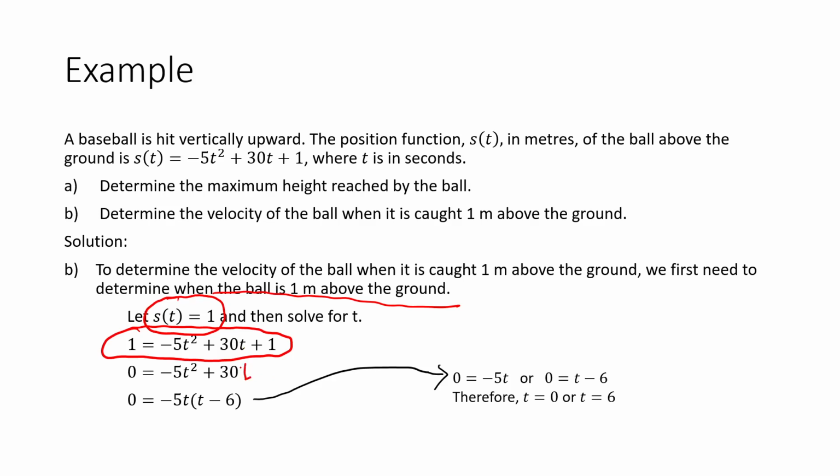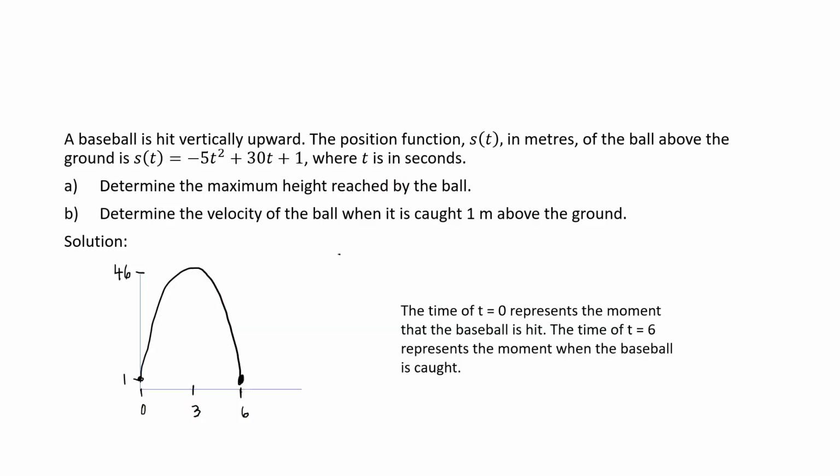There should be a t here. Actually, there's a little typo, missed a t. But we see that 0 will be negative 5t squared plus 30t, and so that'll be negative 5t times t minus 6. So if I let 0 equal negative 5t or 0 equal t minus 6, I get that t is either equal to 0 or 6. Now they're specifically asking me when the ball's caught. That's going to be the second of those two times. The first time, the time equaling 0, will be the moment when the ball is hit. The time equaling 6 will be the moment when the ball is caught.